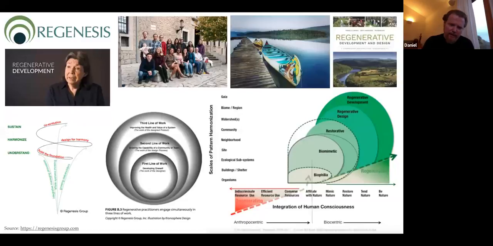regeneratively. And in the center, these three concentric circles clearly show that regenerative development starts with personal development. And then it's about building your team and the capacity of your team and the capacity of local communities to do the work. And then you move out to do the work to heal the wider system in which whatever you're doing is contained.